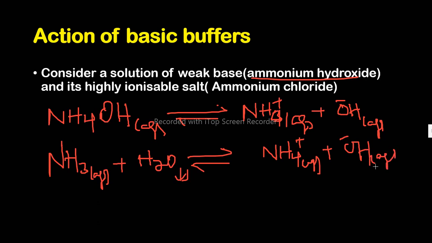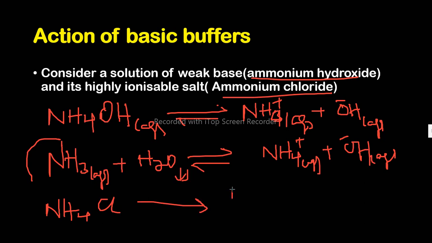Now, in this solution, you have excess ammonia, and it will establish this equilibrium. But also in the same solution, you have ammonium chloride, which is a strong electrolyte that fully ionizes to give us ammonium ions aqueous plus the chloride ions, also aqueous.